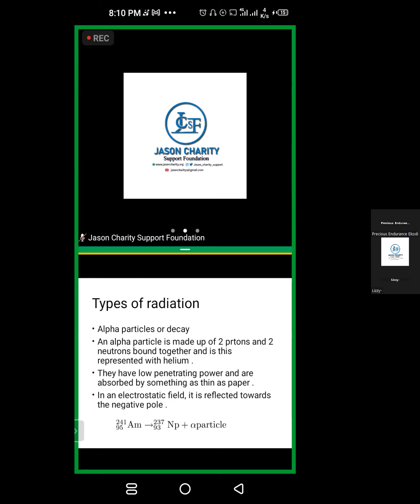So by the time you add the atomic mass and atomic number of the alpha particle, it should give you the same number as your original element. That is what tells you that it's an alpha decay or alpha radiation.